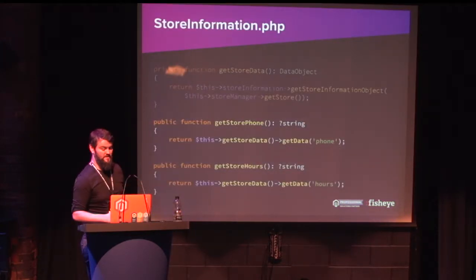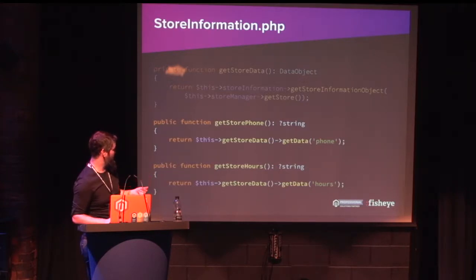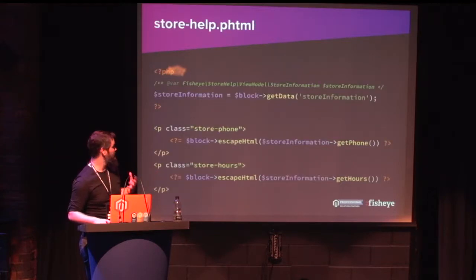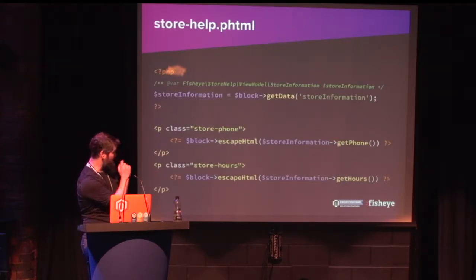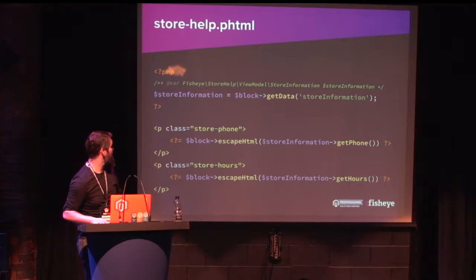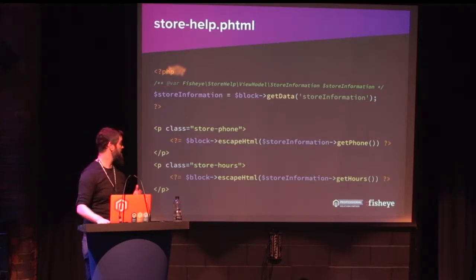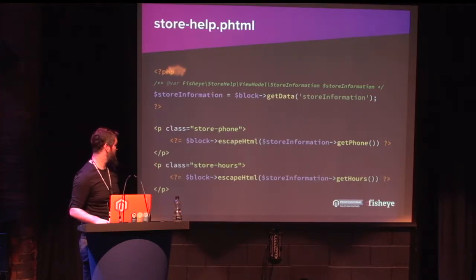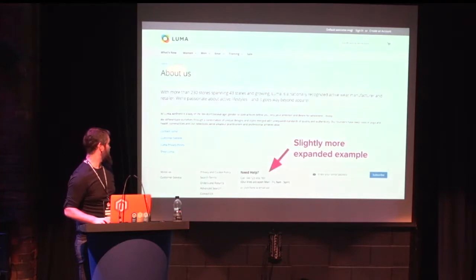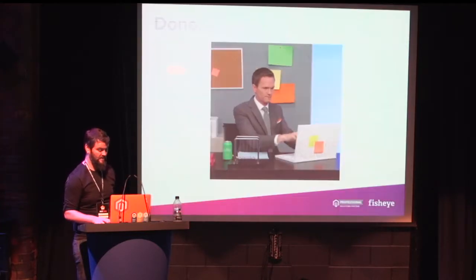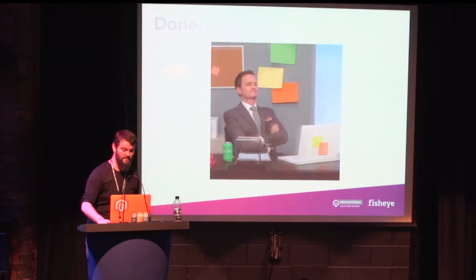So we just jump back into our view model, a couple of basic methods, get our phone number, get our store hours, and we've got a private method there to get the data in the first place. Really basic template file. Again, we're getting our argument. This time we're storing it to a variable. And then we're just outputting those using the store information variable. But you can see that that's intertwined now with still using our block variable to do things like escaping. So, slightly more expanded example, but that's basically all we've just done. And that is our whistle-stop tour of view models, really.